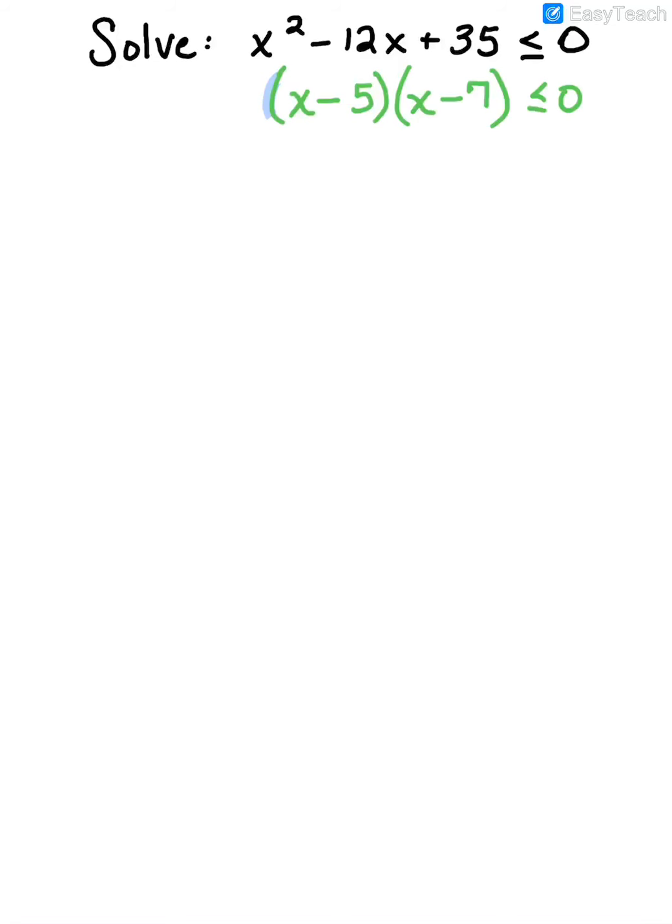And so again, we can think about our different intervals and the signs. So if I go ahead and do a number line, look at the values that make each factor equal to 0. So you would have a value of 5 that makes the first one equal to 0, and a value of 7 that makes the second one equal to 0. So that kind of partitions our graph up into 3 different intervals.